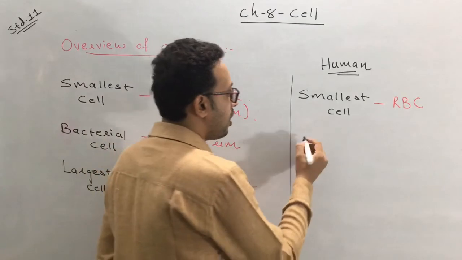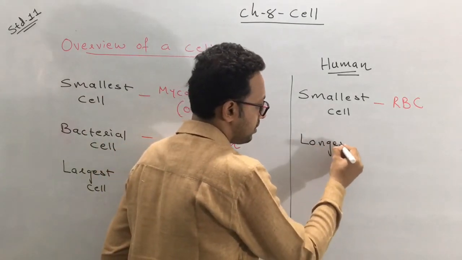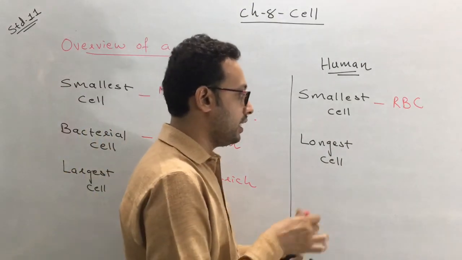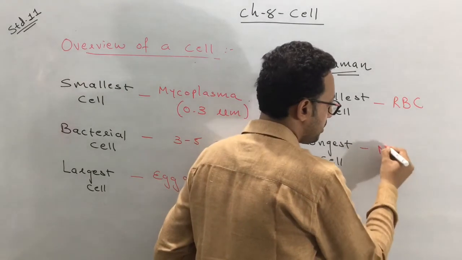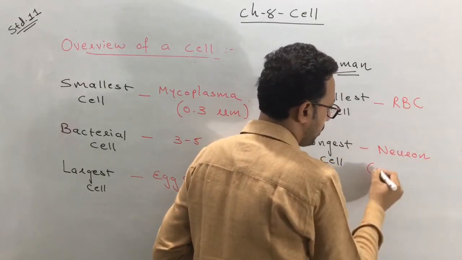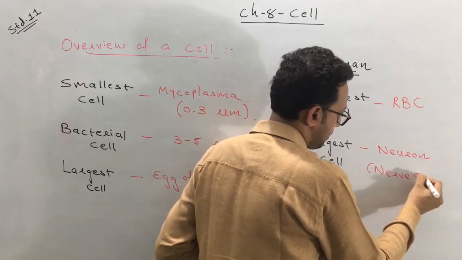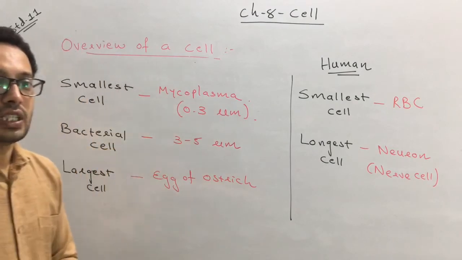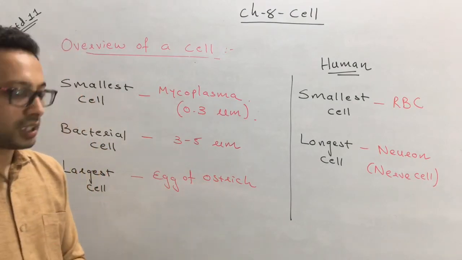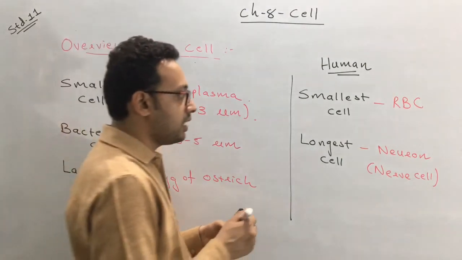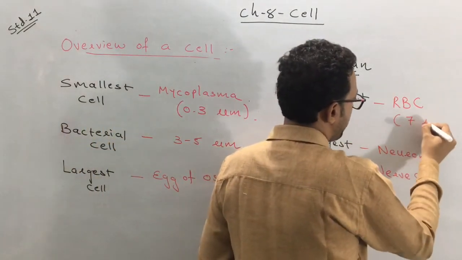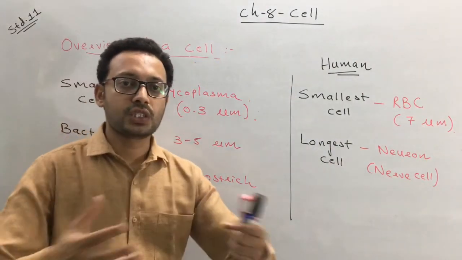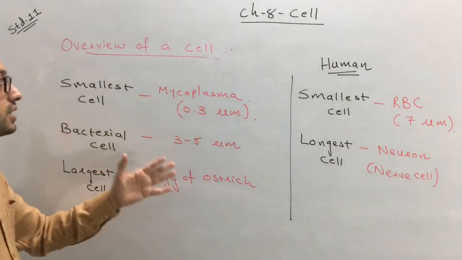Okay, and the longest cell which exists in the human being is the neuron, or you can also call it a nerve cell. This is the longest cell which exists. Okay, so that is about the size of a cell. Usually the RBC is 5 to 7 micrometer in size, and the neuron is a very long one.